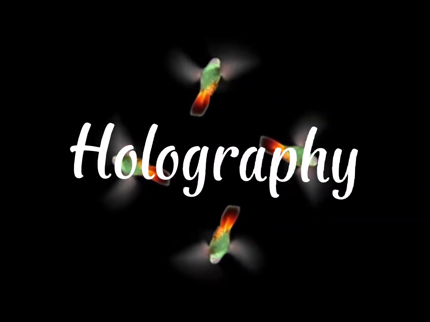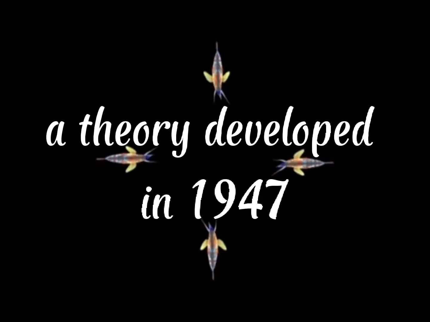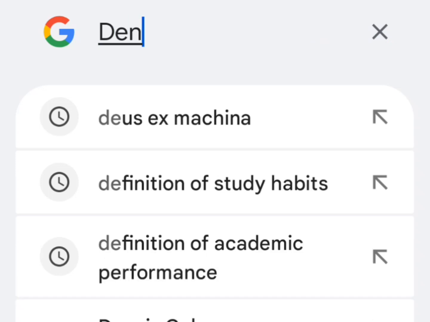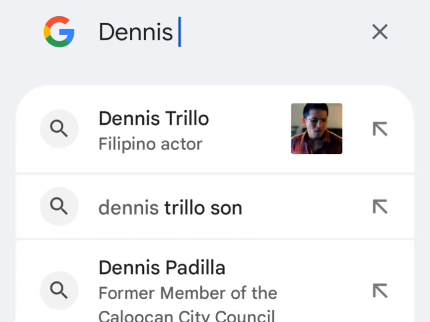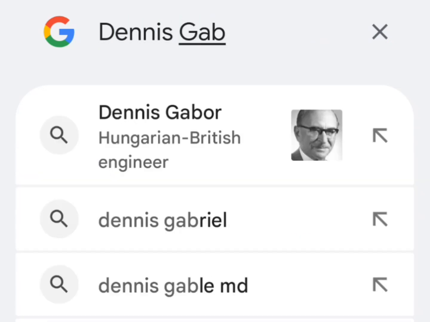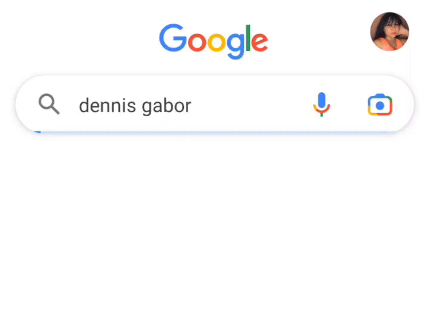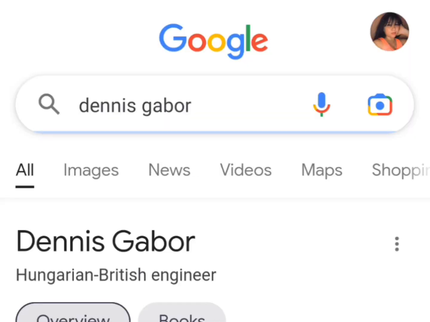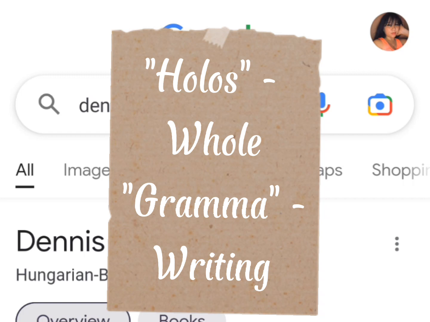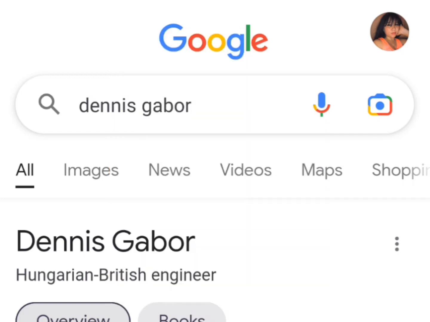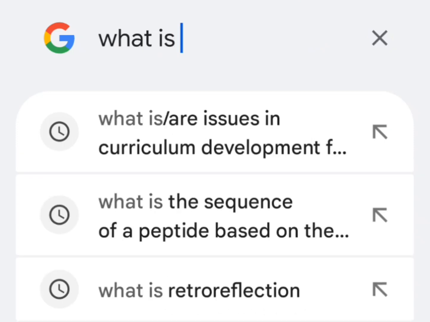Now let us talk about holography. This is a theory developed in 1947 by a scientist named Dennis Gabor, which resulted in winning the Nobel Prize in 1971. Hologram comes from a Greek word holos, which means whole, and gramma means writing. So let us know more about holography.